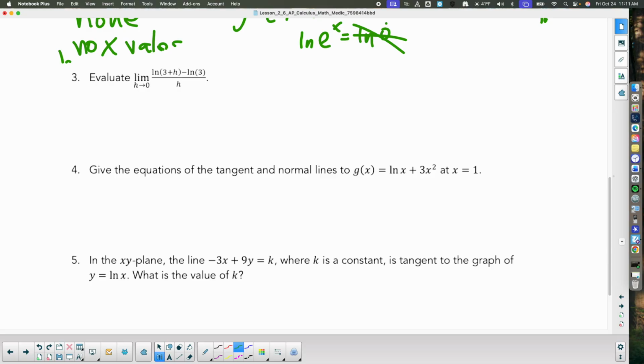In the xy plane, the line negative 3x plus 9y equals k, where k is a constant, is tangent to the graph of y equals ln of x. What is the value of k? Oh, I don't even know if we're gonna have time to do this one. This one's got multi-steps.